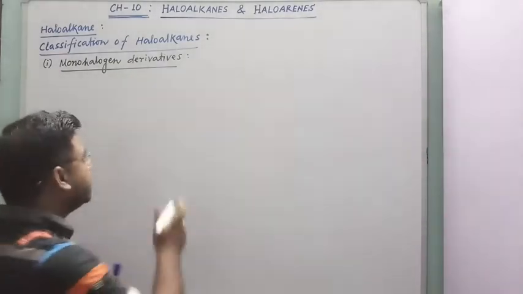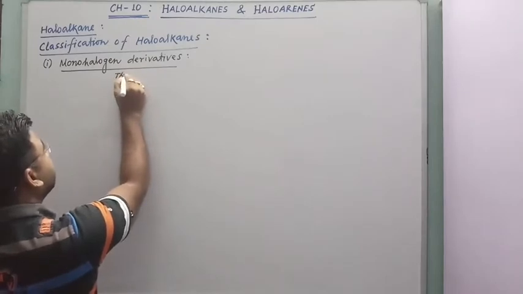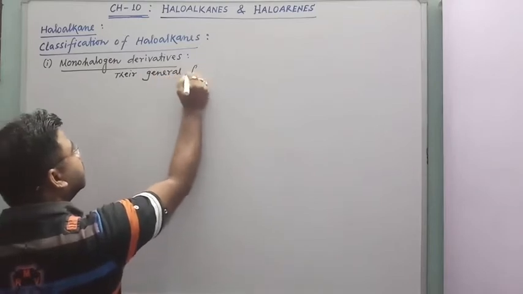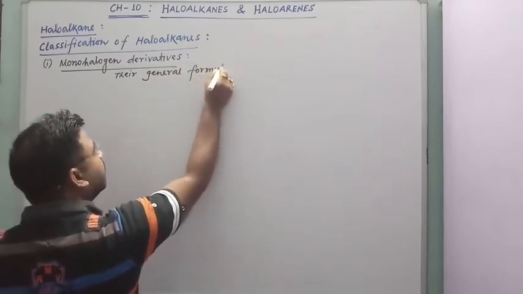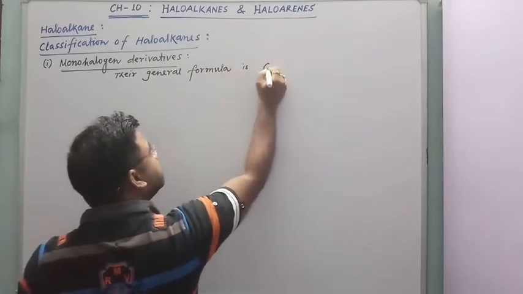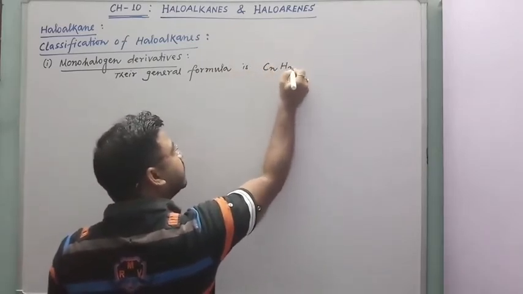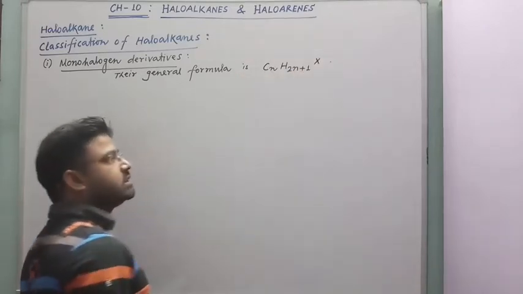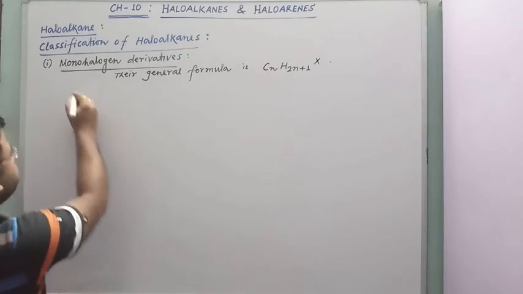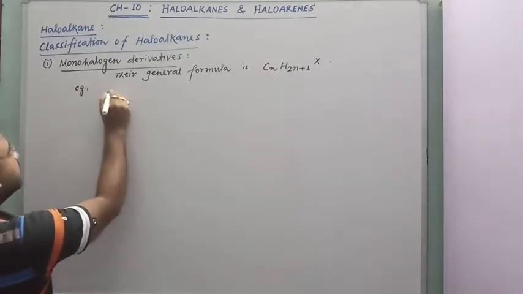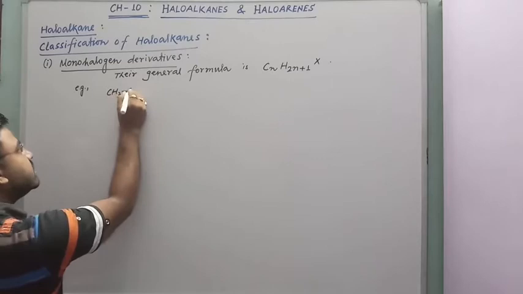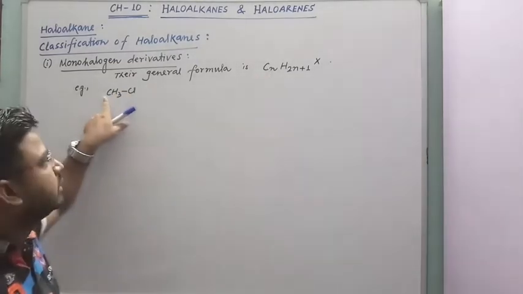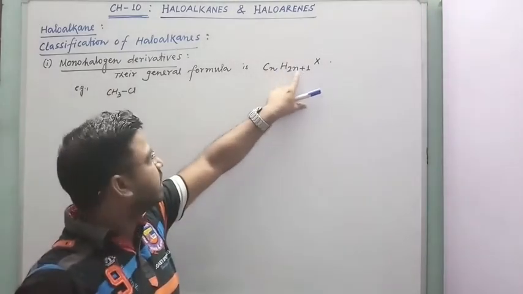Their general formula is CnH2n+1X, where X is the halogen. For example, an example of a monohalogen derivative, CH3Cl. So CnH2n+1X, here C is 1, H is 2n+1, n value 1.